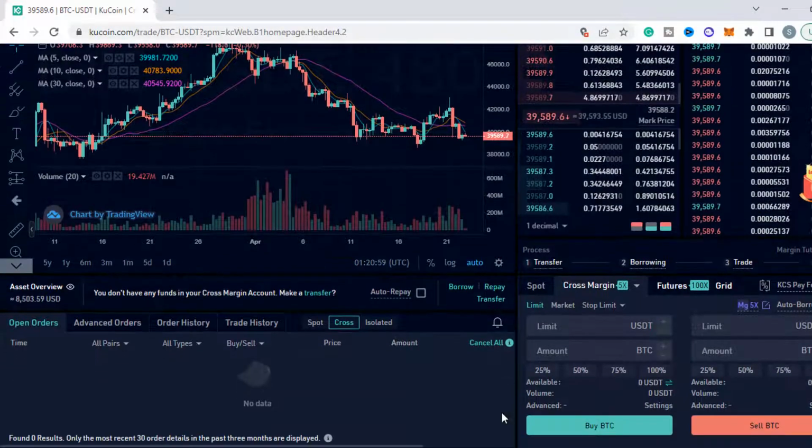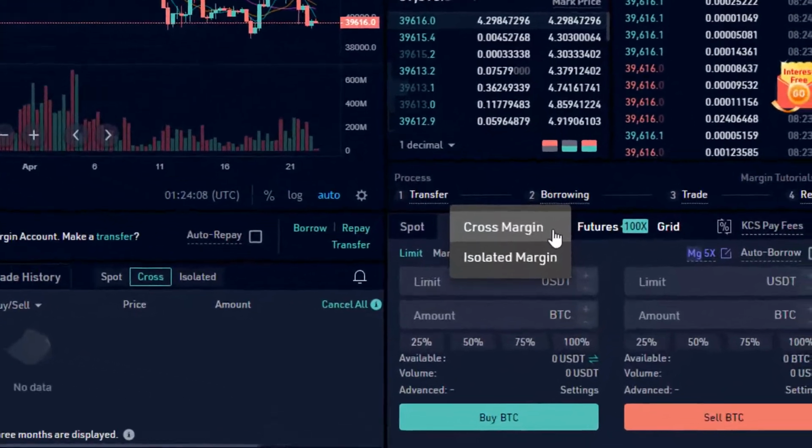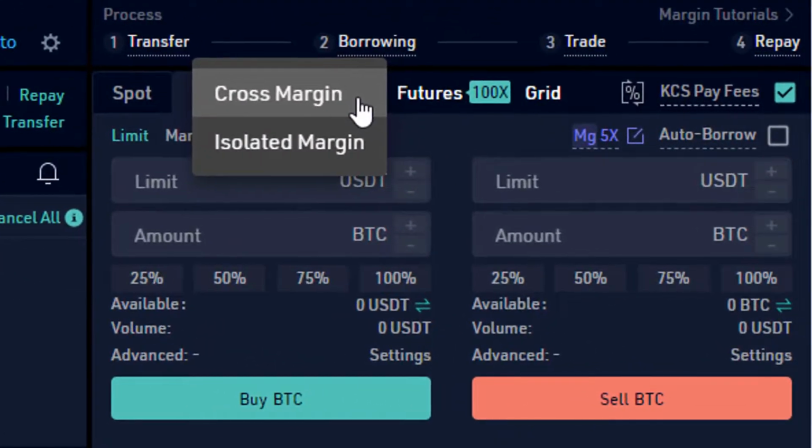First step is that we have to decide if we want to use cross or isolated margin. Cross margin can be used for all trading pairs and isolated is only for a specific trading pair. We only want to short Bitcoin, so we can use isolated margin because then we can use higher leverage.